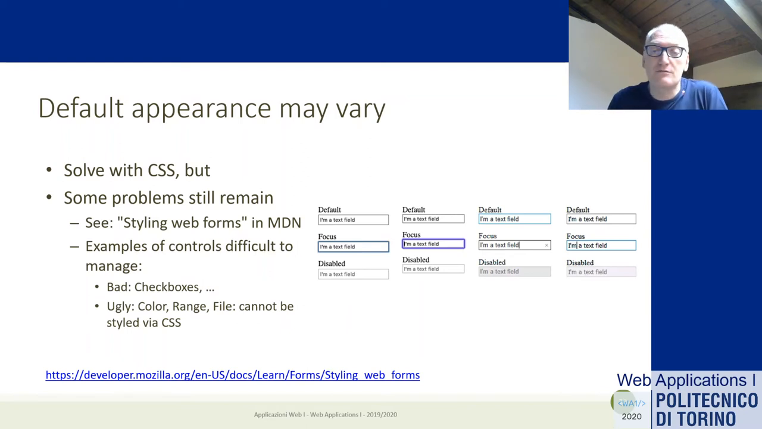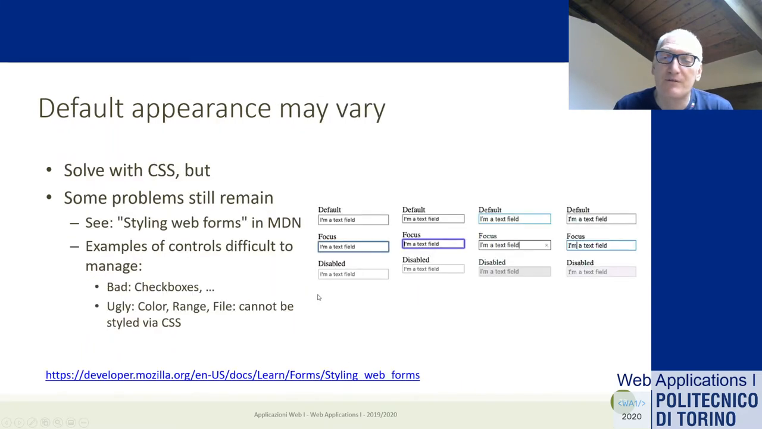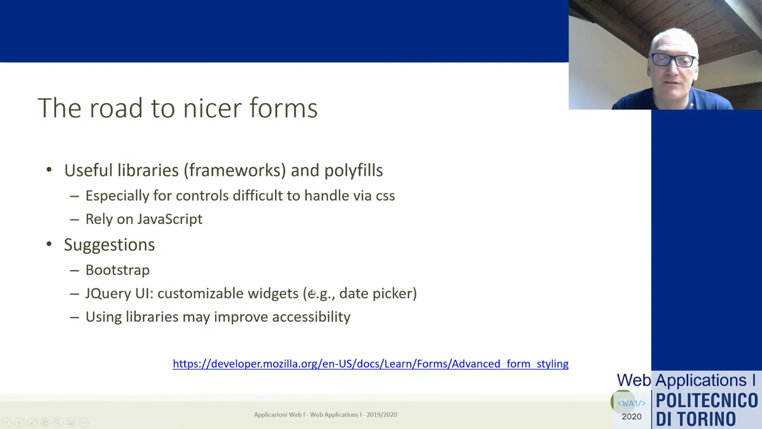We can use CSS to try to make a uniform appearance, but not everything can be done, let's say. There are some elements that are easy to control, some that are very difficult to show. For example, you know from the lab that giving a color shadow to a checkbox is extremely hard. And so some styling may be done easily, some is much more difficult. If you are interested, you can check this page for some suggestions.